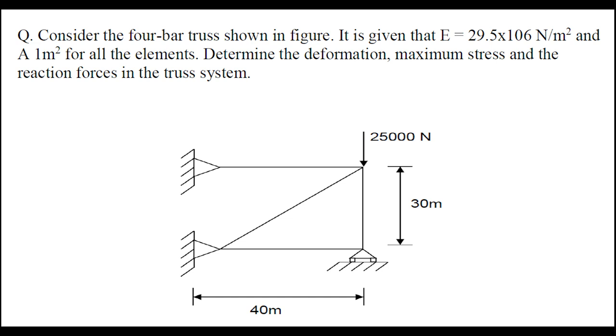The distance on the x and y-axis to the fourth point is respectively 40 and 30 meters. Young's modulus is 29.5 into 10 power 6 newton per meter square. The area of the element is 1 meter square. Let's solve the deformation, maximum stress and reaction force in the truss system.